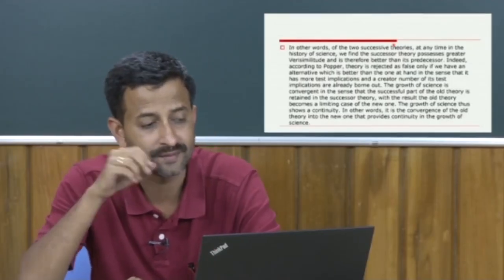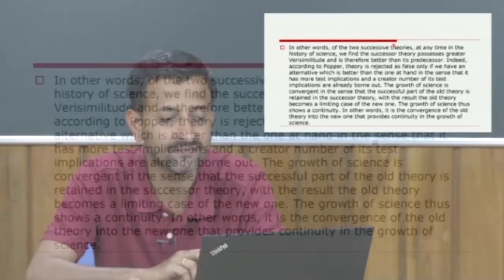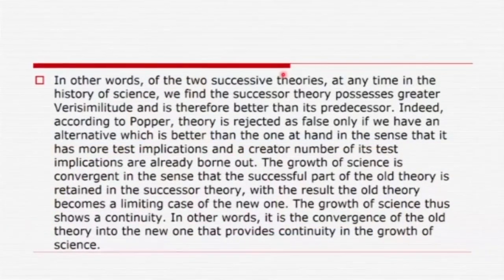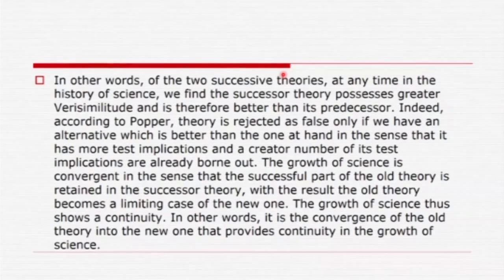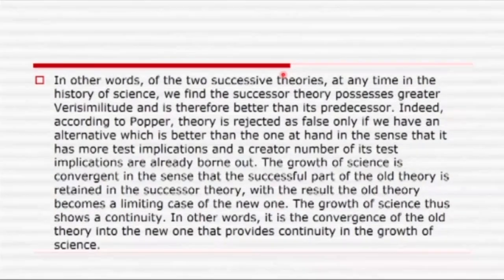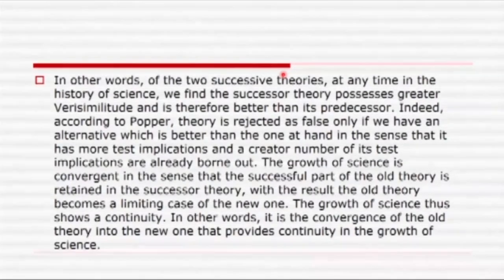Indeed, according to Popper, a theory is rejected as false only if we have an alternative which is better than the one at hand, in the sense that it has more test implications and a greater number of its test implications are already borne out. The growth of science is convergent in the sense that the successful part of the old theory is retained in the successor theory, with the result that the old theory becomes a limiting case of the new one. The growth of science thus shows a continuity, okay?